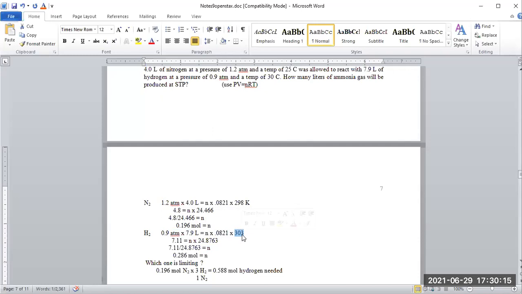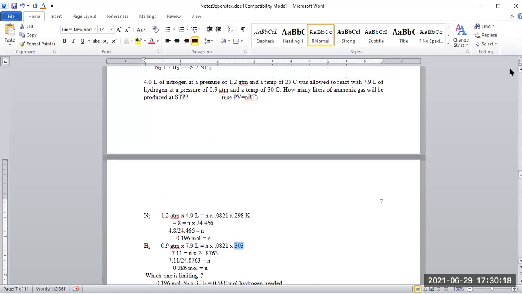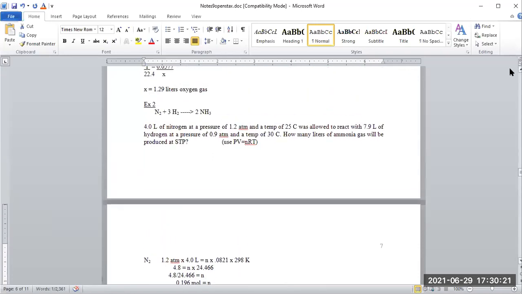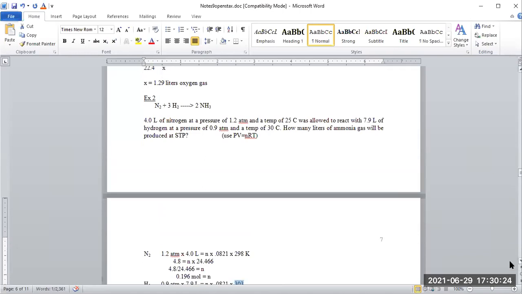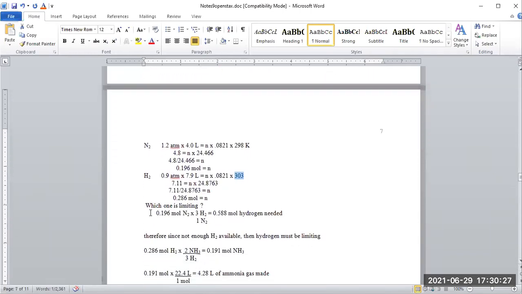But this wasn't 1-to-1. All the way back up here to my equation. This was a 1-to-3 ratio over on the reactant side. I need to figure out which one I'm going to run out of. So I put my guess in. I picked the smaller one because that's usually the typical guess. 0.196. Use my 3-to-1 ratio. My guess is wrong. I actually need 0.588 if I were going to use up all the nitrogen. I don't have that much. I've only got like 0.28. So the hydrogen is the limiting one.